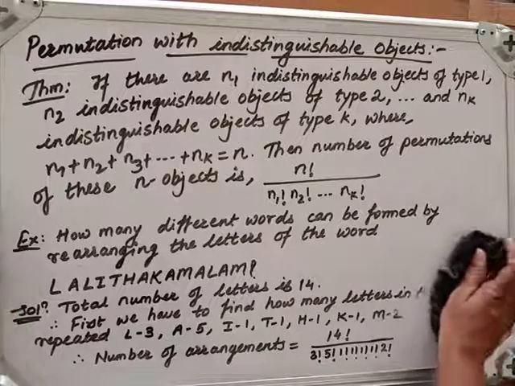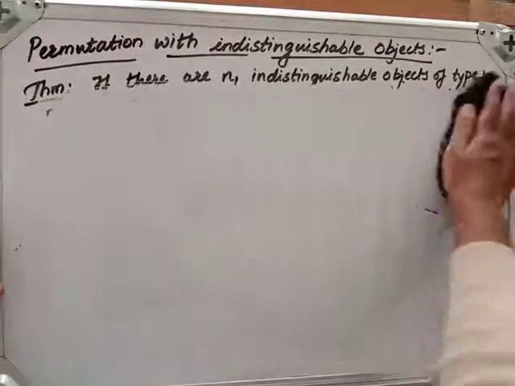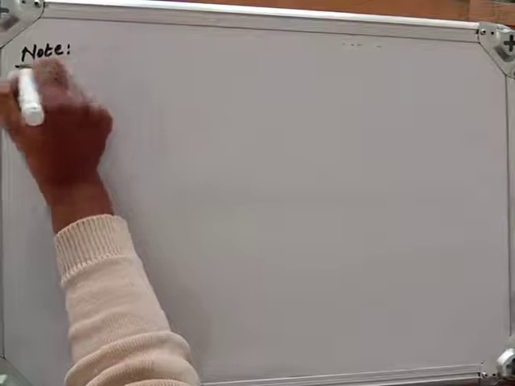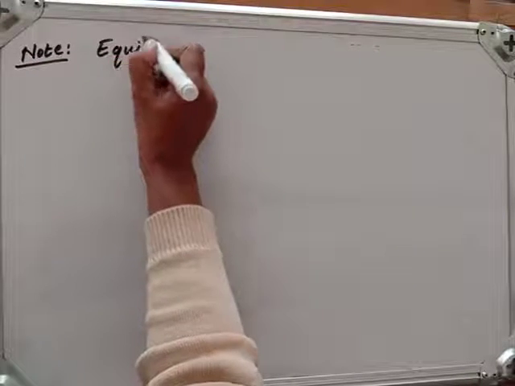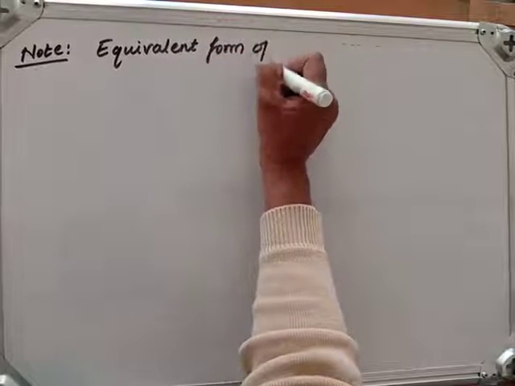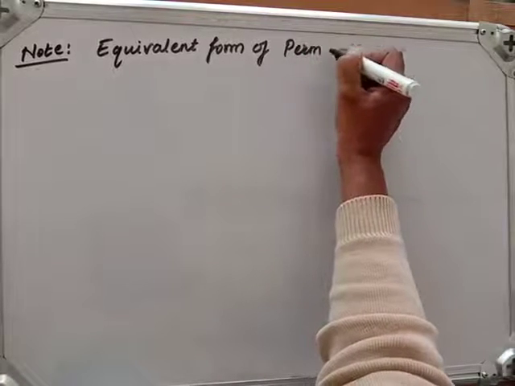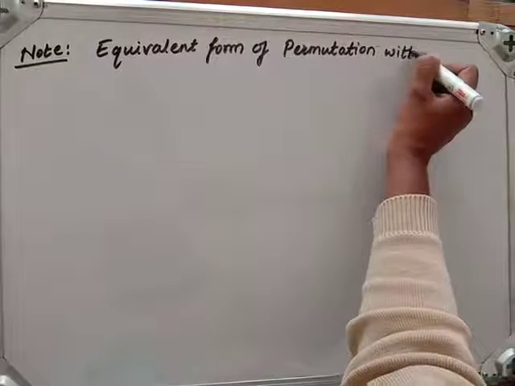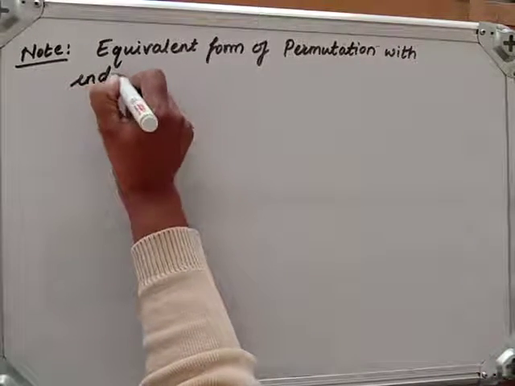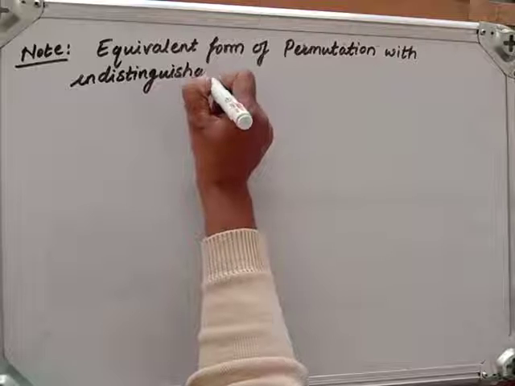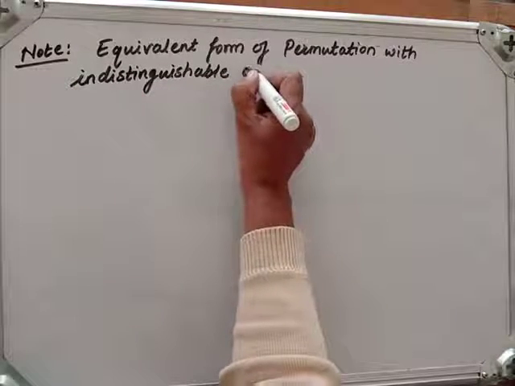That's why such a result is applicable here. Now let me write one note here. The same thing can be asked in an equivalent form. Note: equivalent form of permutation with indistinguishable objects.